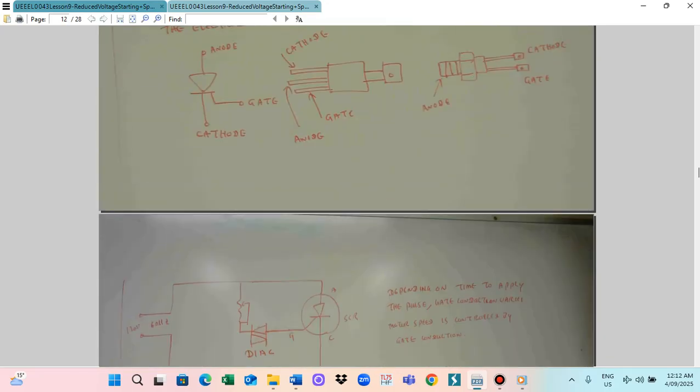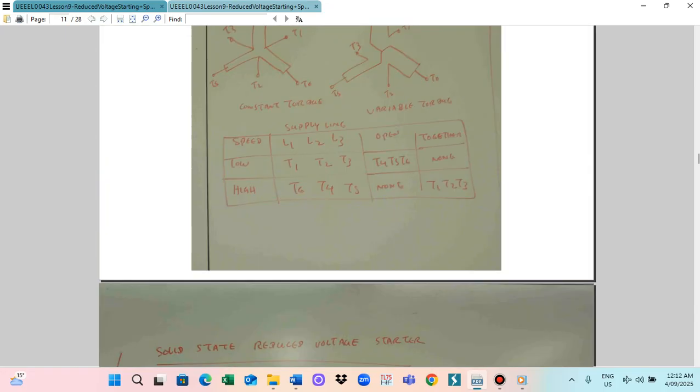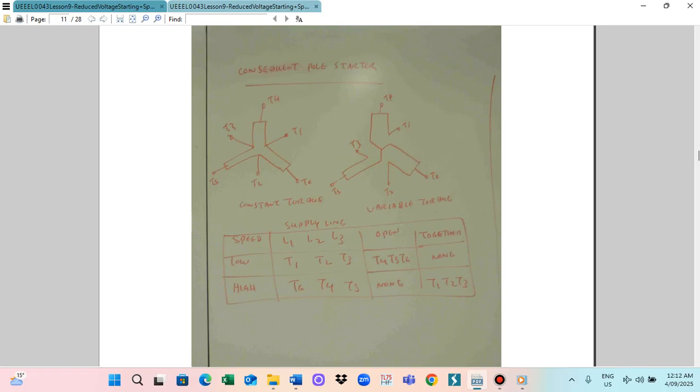In the meantime, the starters we can also utilize to change the speed. So in this case, on the same motor connection, there are 6 terminals. By making the appropriate pairing of the terminals, the motor speed can be changed. So the starters are also utilized to change the motor speed by changing the motor's terminal connection. So this is for the electromechanical type speed control system.